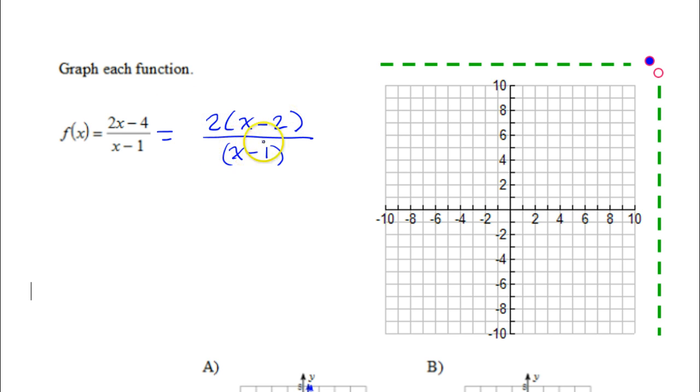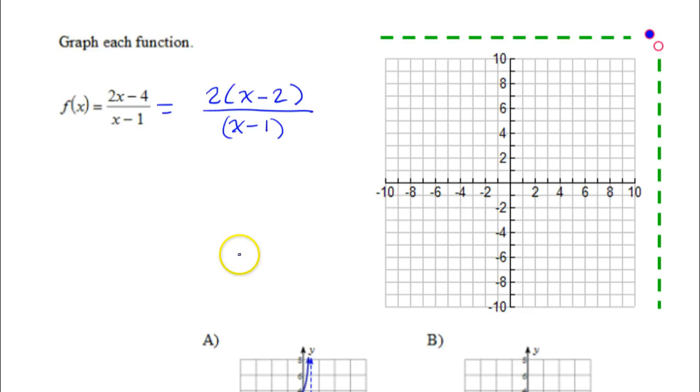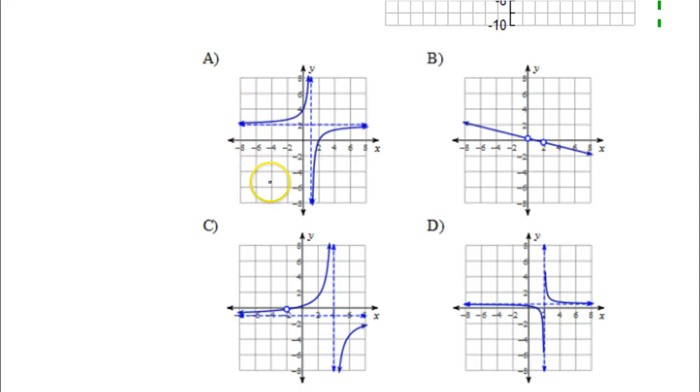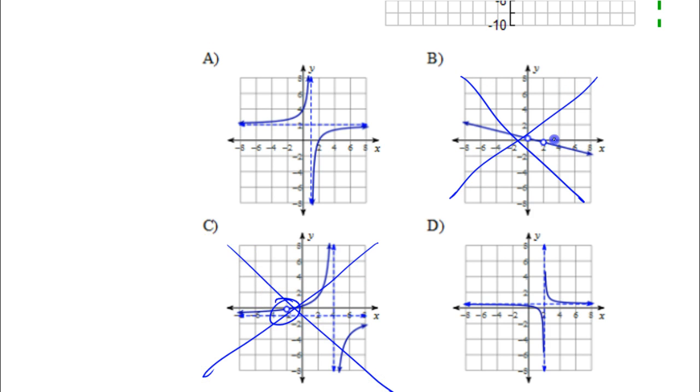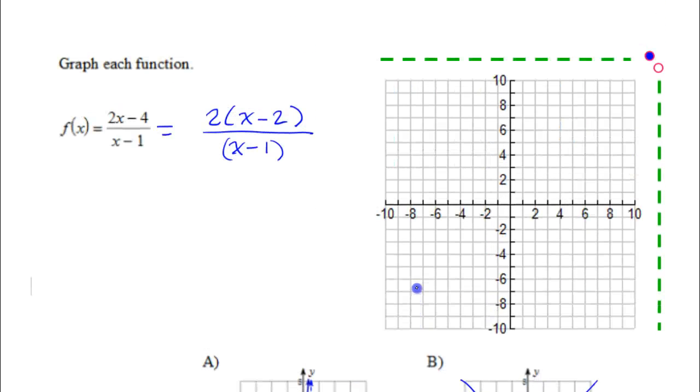When factors cancel, that's where holes come from. But this graph won't have any holes in it because nothing cancels out. So right away, that tells me, for example, that B is not the answer and C is not the answer because I see the hole. This has like 2 holes in it. So we're down to either A or D already.